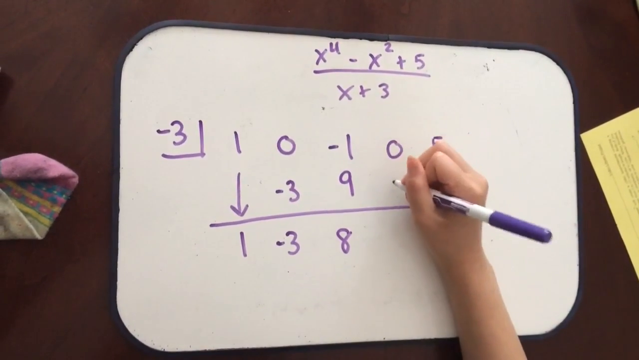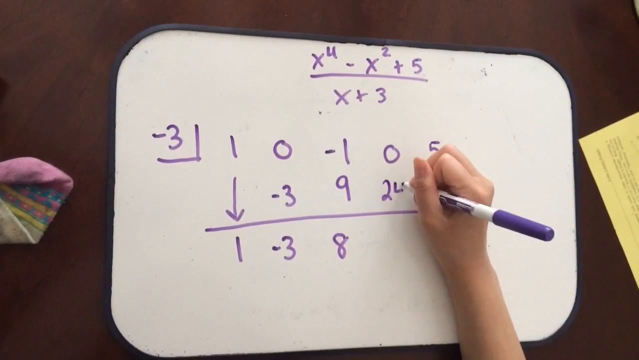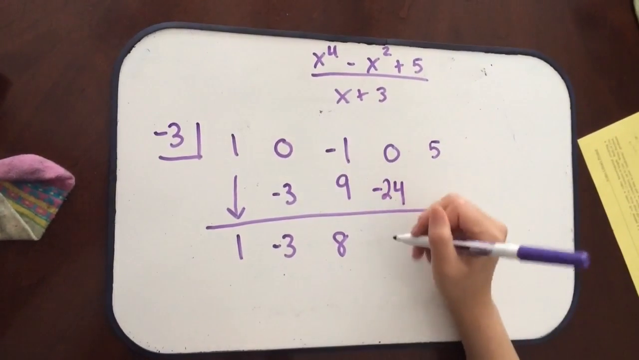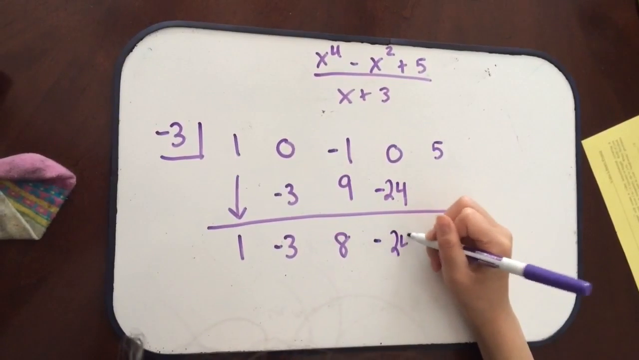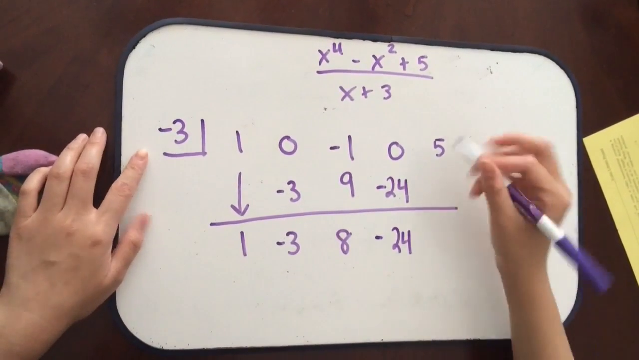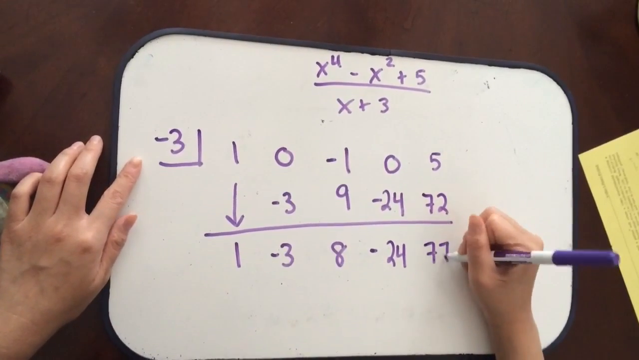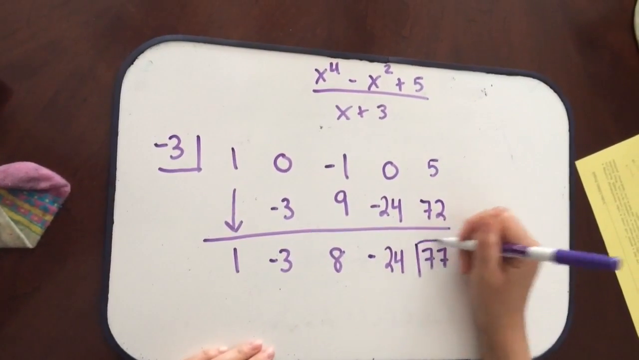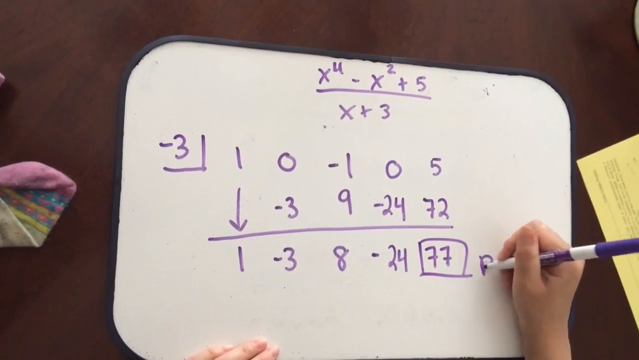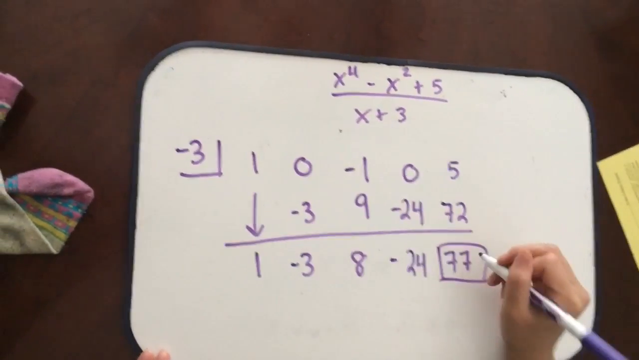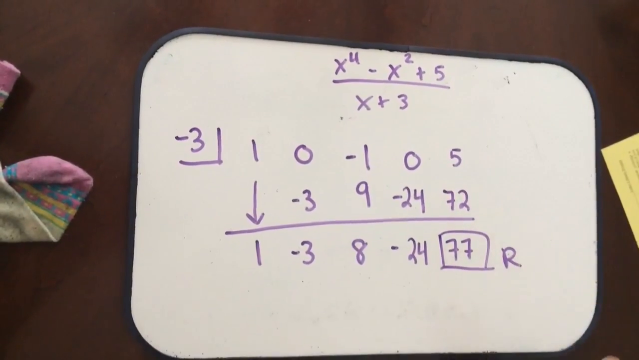8 times negative 3 is negative 24. And then you'll add them, and you'll get negative 24. Multiply negative by negative, and you'll get a positive 72. Add them, and you'll get 77. 77 then is your remainder. Normally, if it works out perfectly, what you'll get is a 0 at the end.